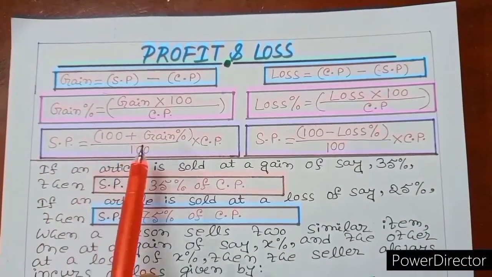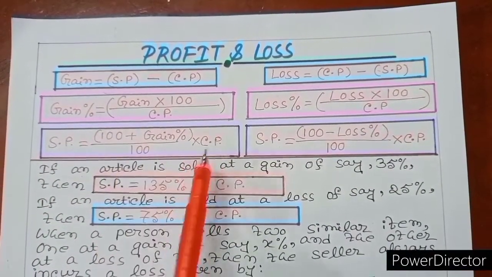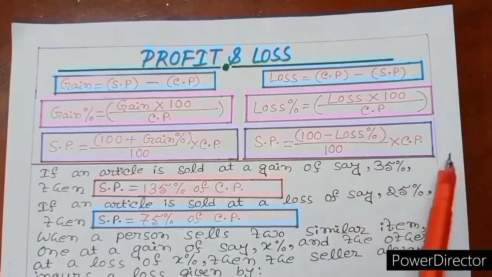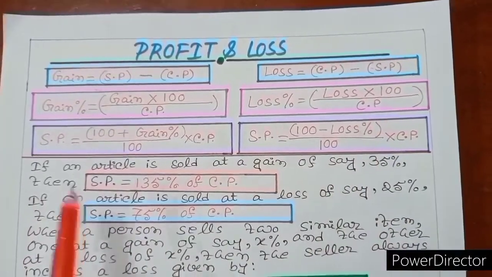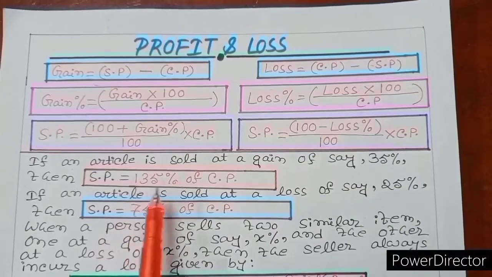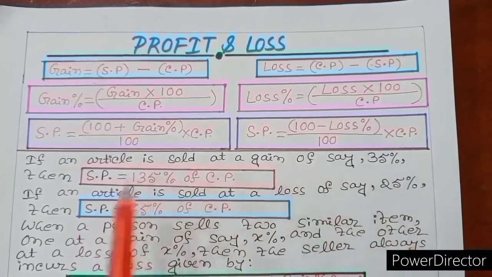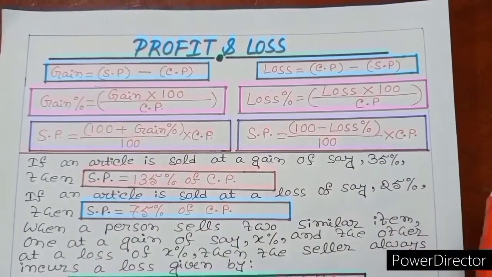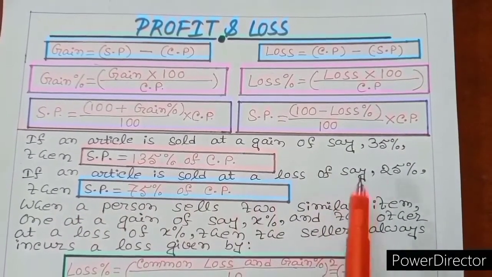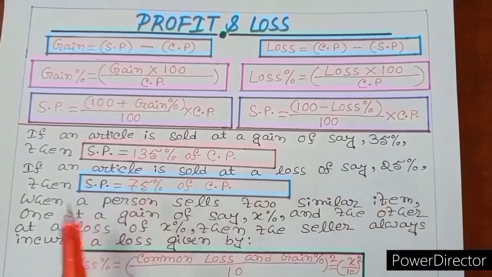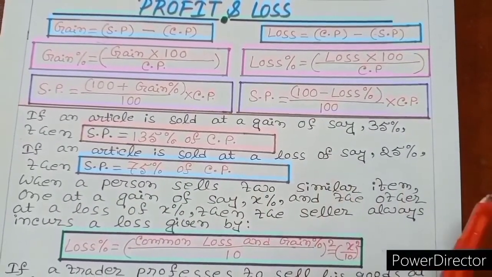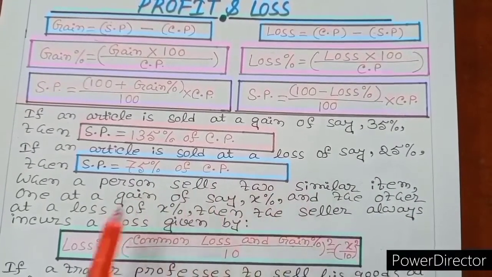And selling price equals (100 plus gain percent) by 100 into cost price, and selling price equals (100 minus loss percent) by 100 into cost price whenever there is a loss. If an article is sold at a gain of say 35%, then selling price equals 135% of cost price, means 100% plus 35% equals 135% of cost price. And if an article is sold at a loss of say 25%, then selling price equals 75% of cost price, means 100% minus 25% equals 75% of the cost price.